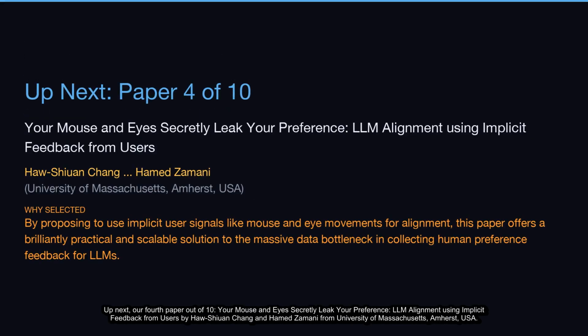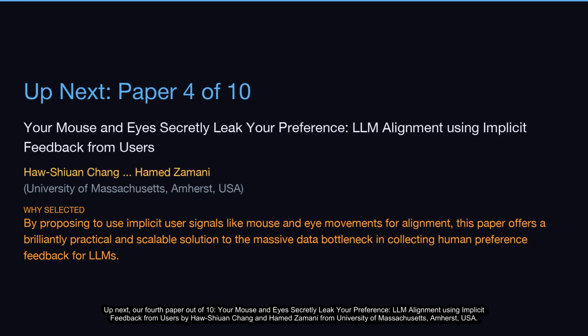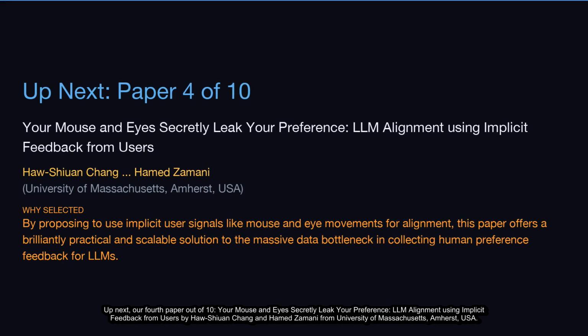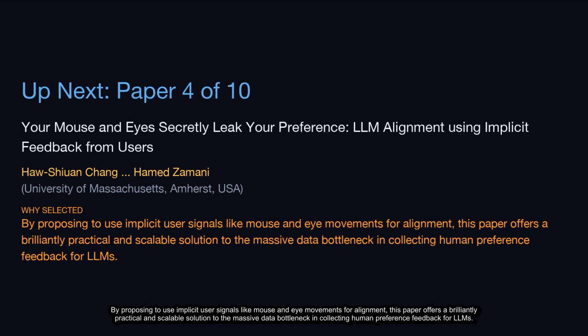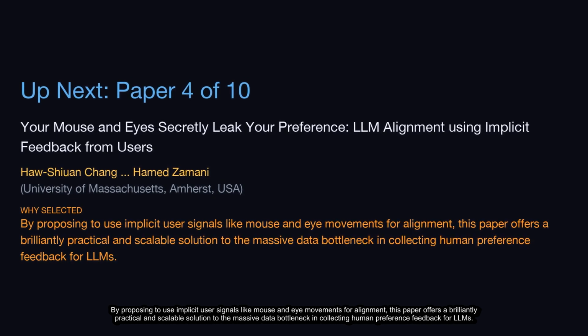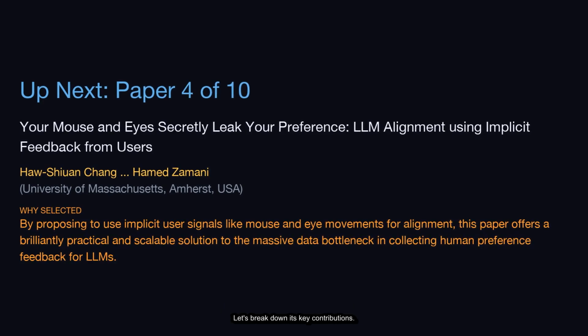Up next, our fourth paper out of 10, Your Mouse and Eyes Secretly Leak Your Preference. LLM alignment using implicit feedback from users by Haoxuan Chong and Hamed Zamani from University of Massachusetts, Amherst, USA. By proposing to use implicit user signals like mouse and eye movements for alignment, this paper offers a brilliantly practical and scalable solution to the massive data bottleneck in collecting human preference feedback for LLMs. Let's break down its key contributions.